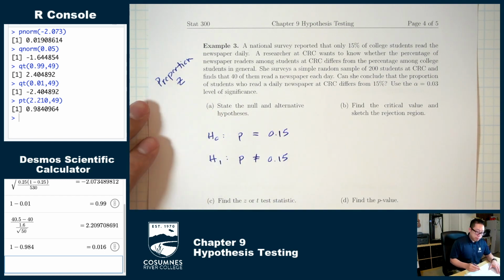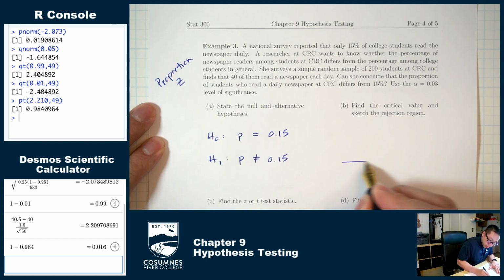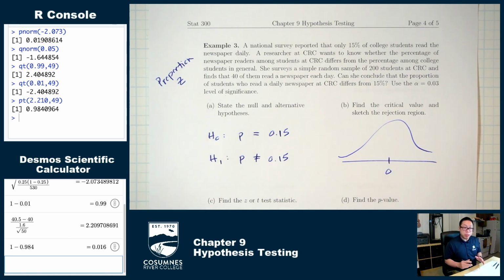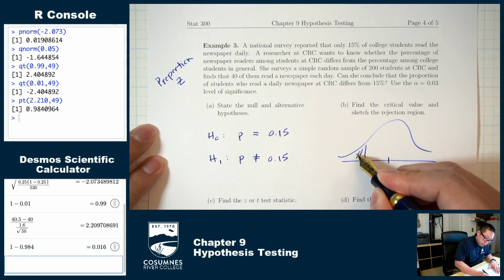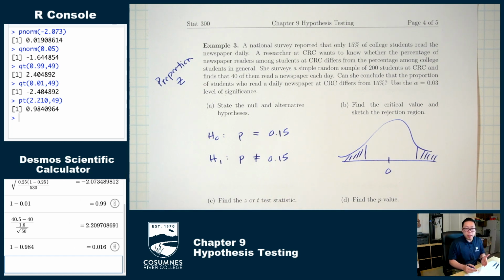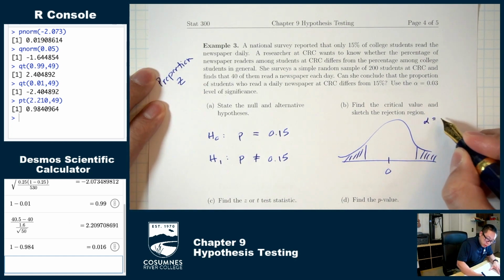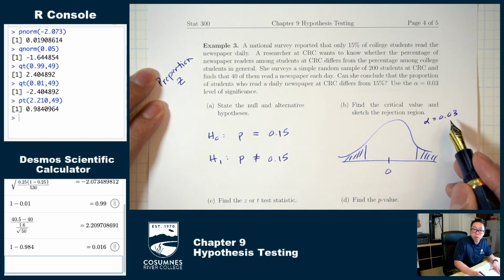Part B, find a critical value and a rejection region. I'm going to draw my picture. It's either going to be shaded left, shaded right, or two tails. Not equals is going to be two tails. And the shaded area is our alpha. So alpha here is 0.03. So left and right shaded together is 0.03.